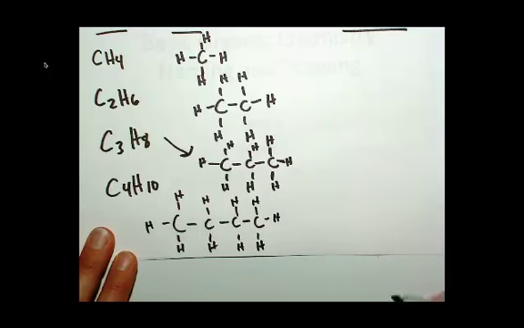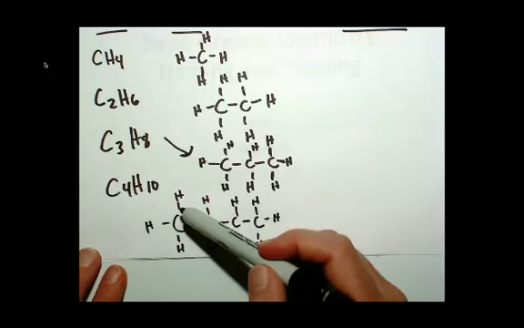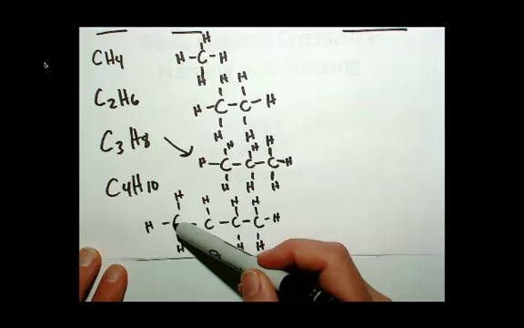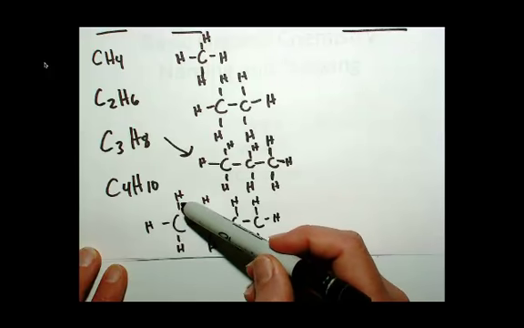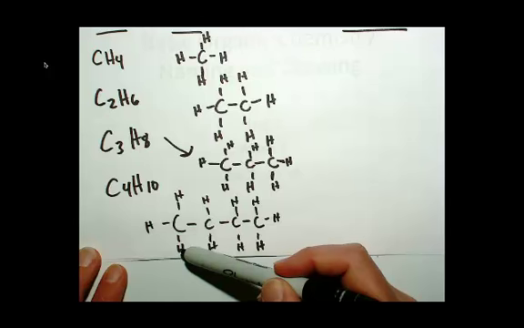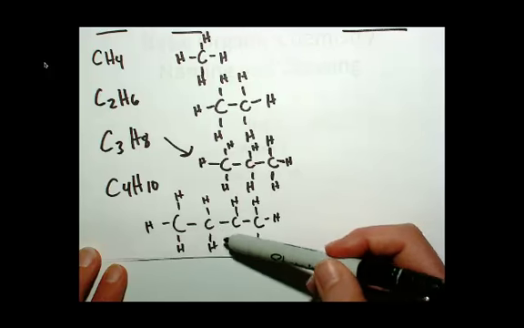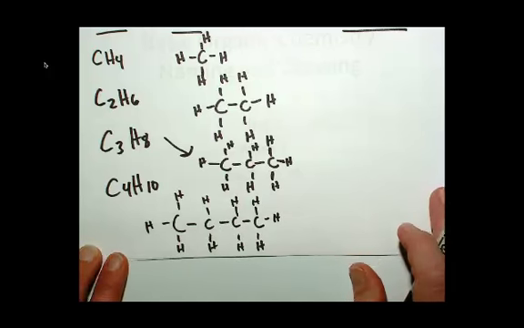Carbons tend to form 4 bonds. And so when they're in a string like this, one of the carbons has to be bound to another carbon, but when it's on the end, it's going to have 3 hydrogens, and if it's in the middle, it's going to have 2 hydrogens, and we call that a saturated hydrocarbon.